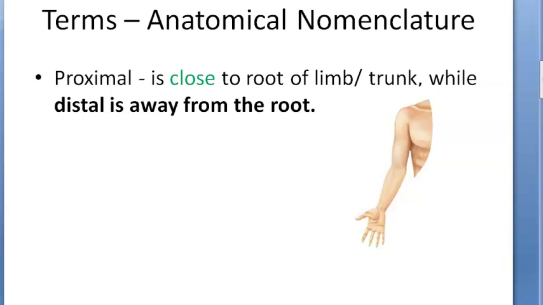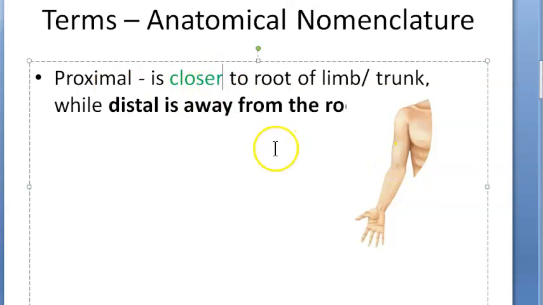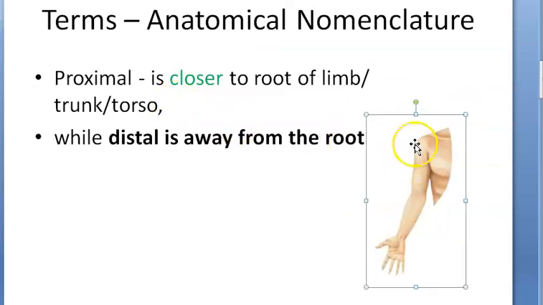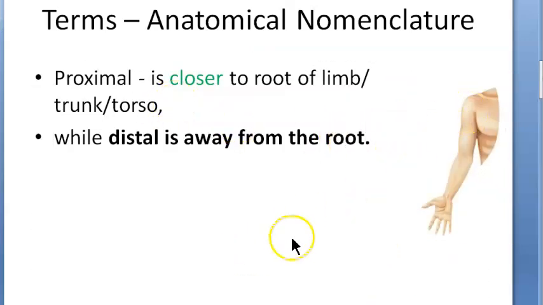Okay, proximal. Proximal means what? It's closer to the trunk or the torso or the root of the limb. Distal is away. The proximal phalange, the distal phalange, right? So proximal is closer to the root of the limb or the trunk or the torso, and distal is away from this. You have to draw this diagram also and explain. It will be very nice if you can draw and explain.